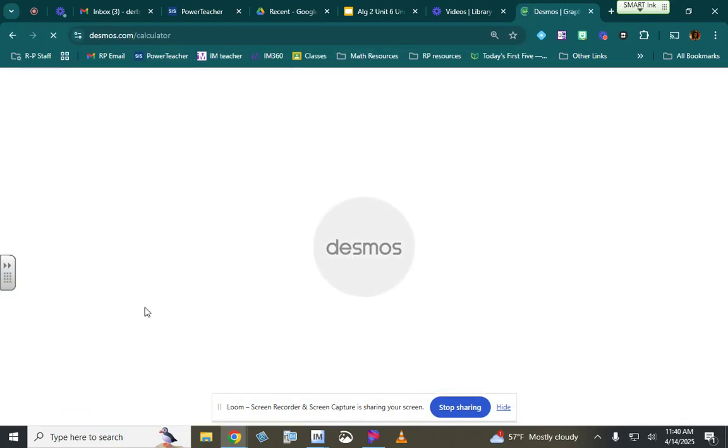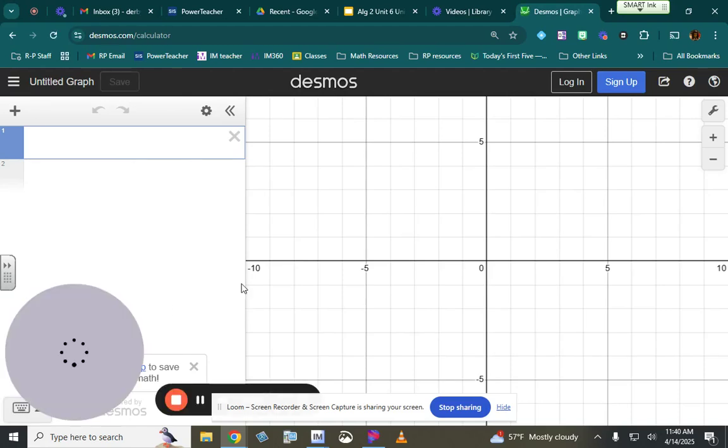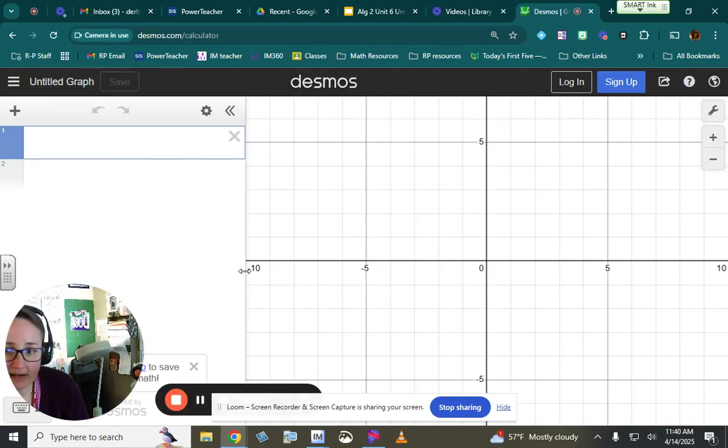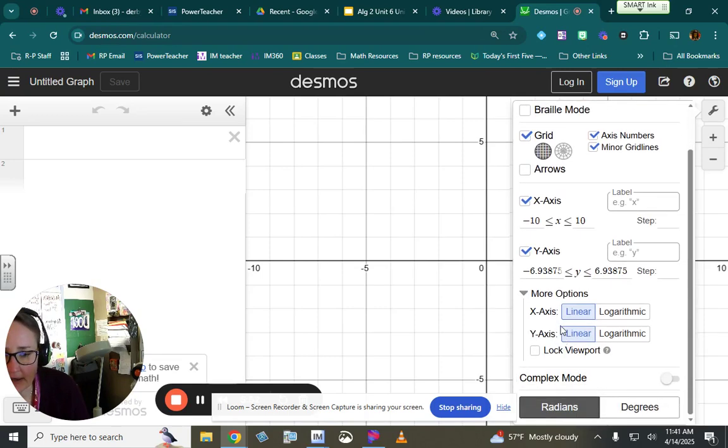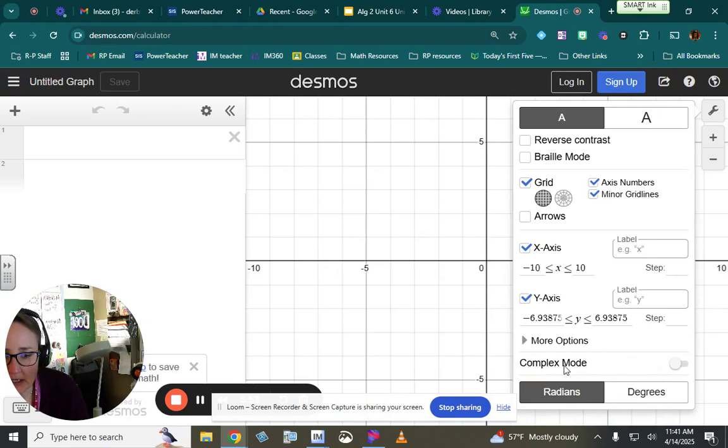And a regular graphing calculator is going to have this, right? So what I'm going to do here is go to my wrench up here, and I see that I have a couple options here, grids and x-axes and y-axes. I have more options, which is kind of neat to look at, but I don't need those more options. What I need is this right here.